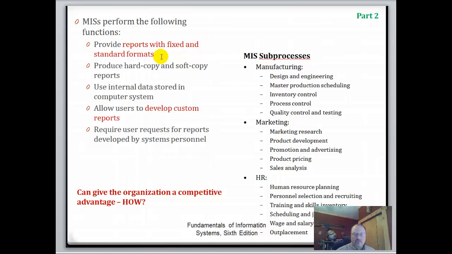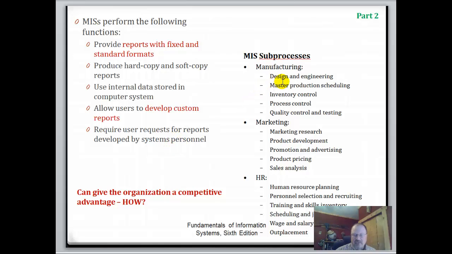Now, MIS performs the following functions. They provide reports with fixed and standard formats. Okay, we got that. Produce hard copy and soft copy reports. Hard copy is just the printed copy. Soft copy are like PDFs. Use internal data stored in the computer system. Allows users to develop custom reports. When you get into your Oracle, your databases and SQL courses, you'll see how to create these custom reports. And then require user requests for reports developed by systems personnel.